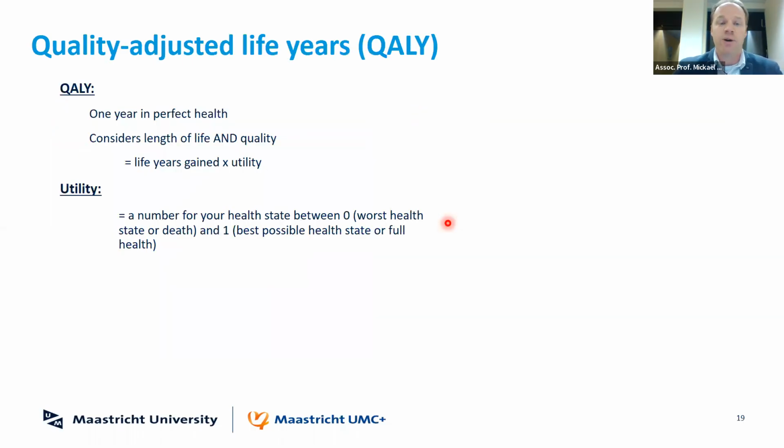Most guidelines for economic evaluation recommend the use of quality-adjusted life years as the outcome, the QALY. And one QALY is 1 year in perfect health. So in a QALY, we combine the length of life, the life years, and the quality of life. And the quality of life is measured by the utility. The utility is a score, a number between 0 and 1, where 0 corresponds to the worst health state and 1 corresponds to the best possible health state.